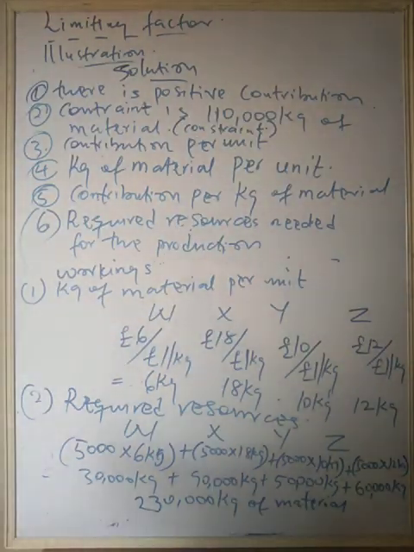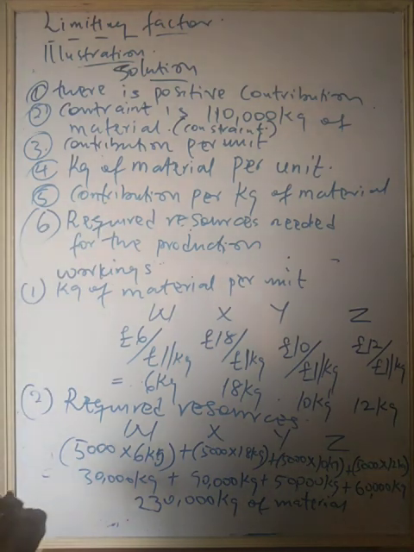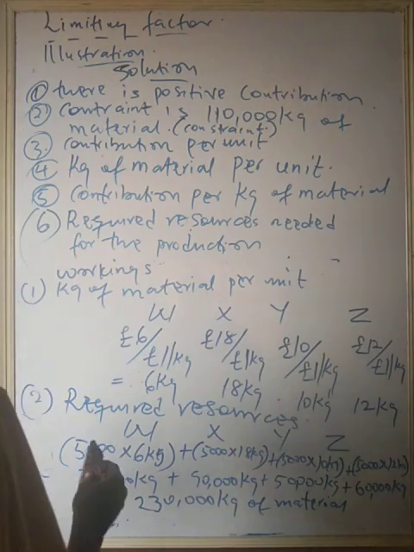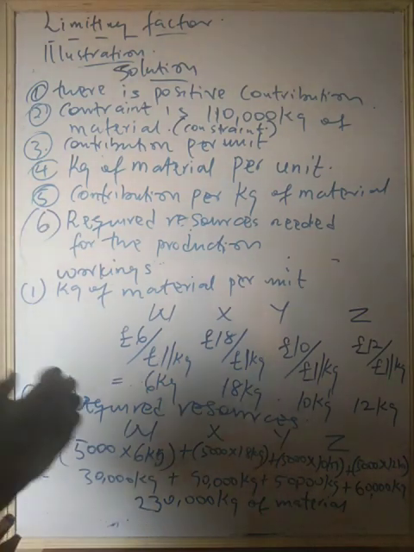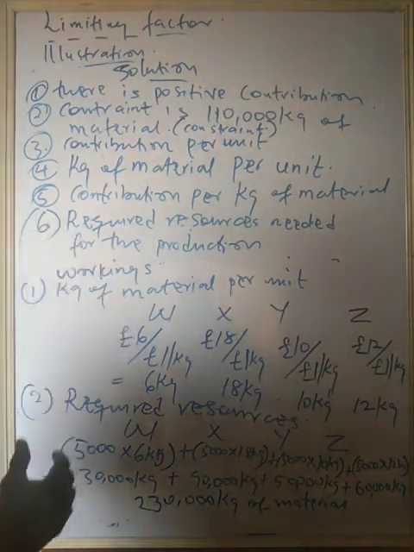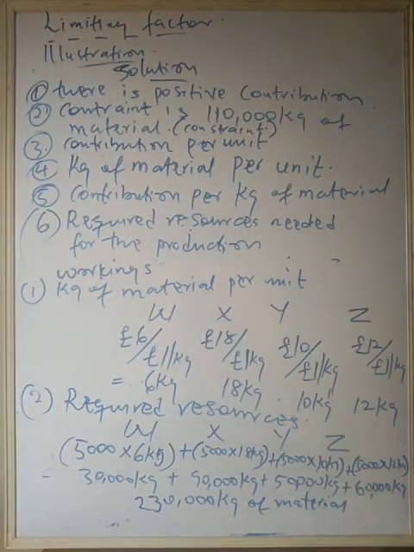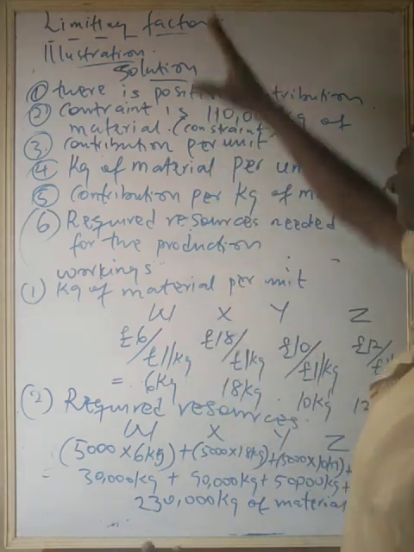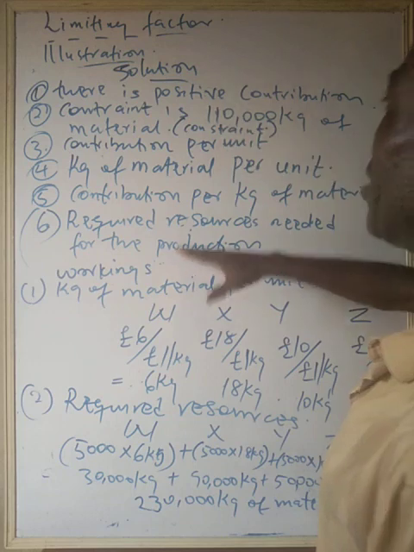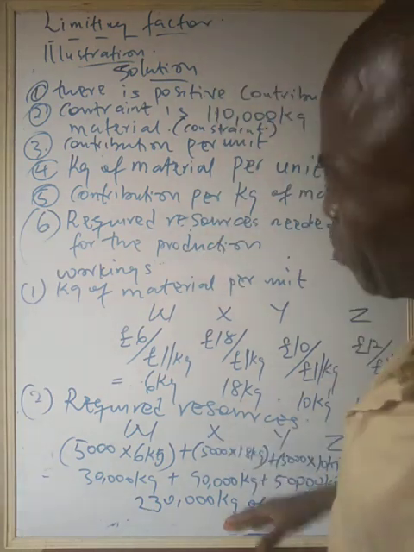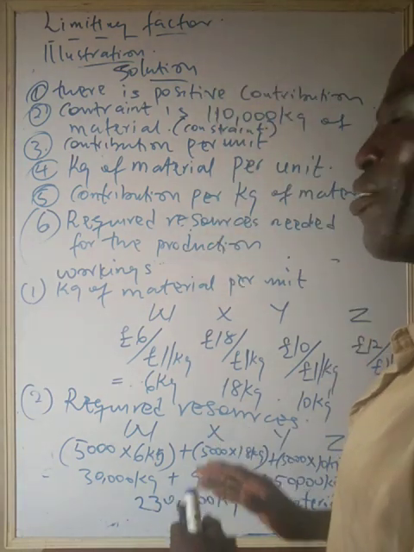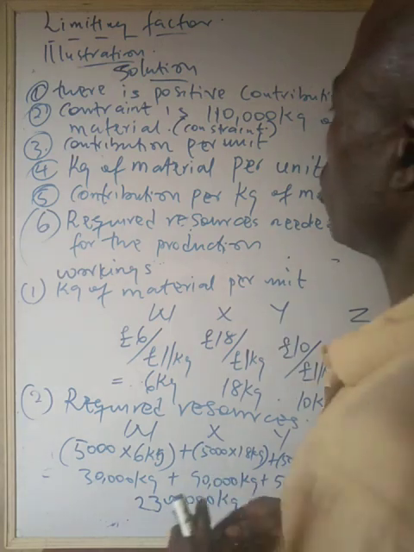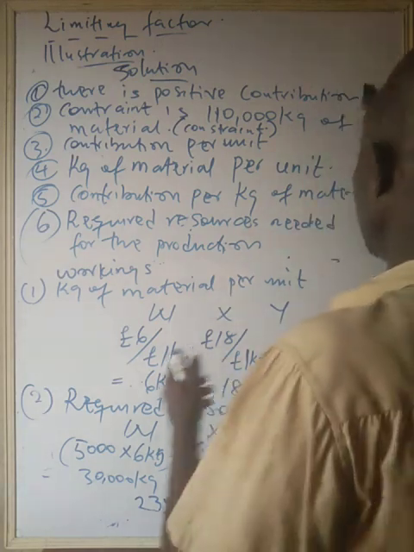I want to rub this off now so that I can go to the computation solution proper. These are the items needed for you to do it, whether it's an academic examination, a university examination, college examination, polytechnic examination or professional examination. We are talking about limiting factor. These are what you need to solve it. If you follow these steps, you're going to arrive at the right answer. So I go to the solution now. I start from the contribution per unit.